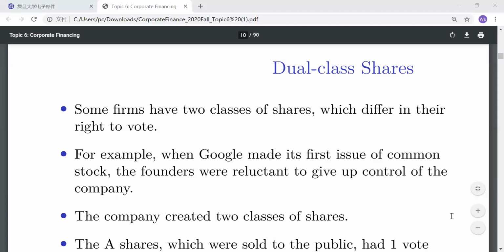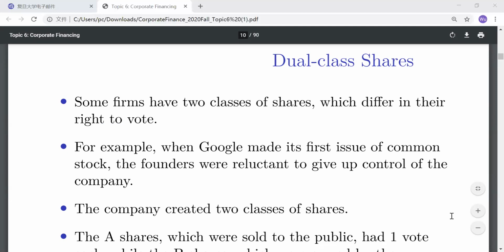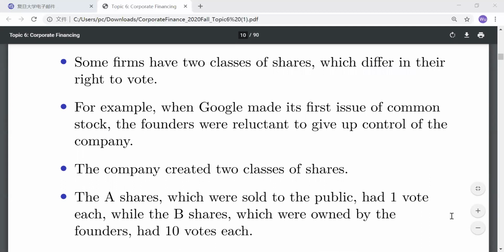For example, when Google made its first issue of common stock, the founders were reluctant to give up control of the company. That's why they created 2 classes of the share. The A class of share they sold to the public. They only had 1 vote each, but the B shares had 10 votes each. This is to prevent myopic shareholders from voting against the management, to replace the board of directors so easily when the short-term performance or innovation is not satisfactory. Because we know that innovation is sometimes very long-term and risky. You need to tolerate short-term failures.